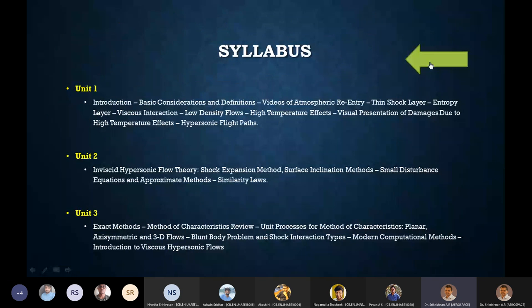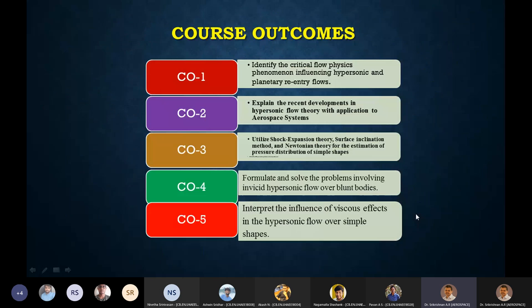So, course outcomes. Course outcomes, as you know by now, describe what a student is supposed to accomplish by attending this course. From the student's perspective, what he or she will be capable of doing after undergoing this course successfully is what is usually listed as course outcomes. So CO1 is identifying critical flow physics and phenomena influencing hypersonic and planetary re-entry flows. CO2, should be able to explain the recent developments in the analysis of hypersonic flows.